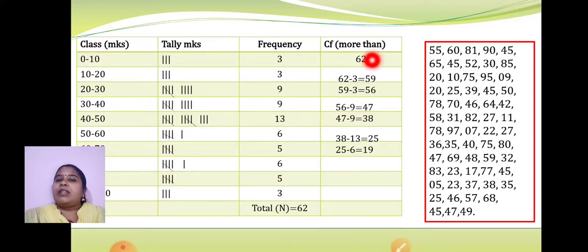In CF less than type, we were diagonally adding it. Here we are subtracting it like this. So 62 minus 3 is 59. 59 minus 3 is 56. 56 minus 9 is 47. Like this you have to keep on subtracting. What will be the next value? 19 minus 5, that is 14. Then 14 minus 6, right, that is 8. And the last value will be 8 minus 5, that is 3. I hope this table is understood to you.